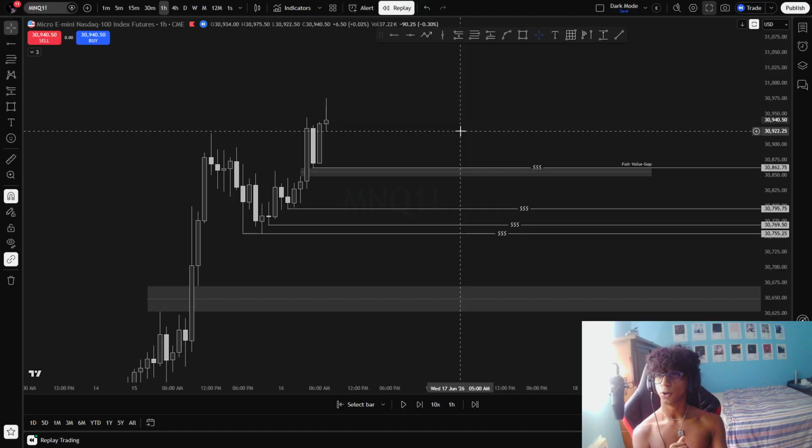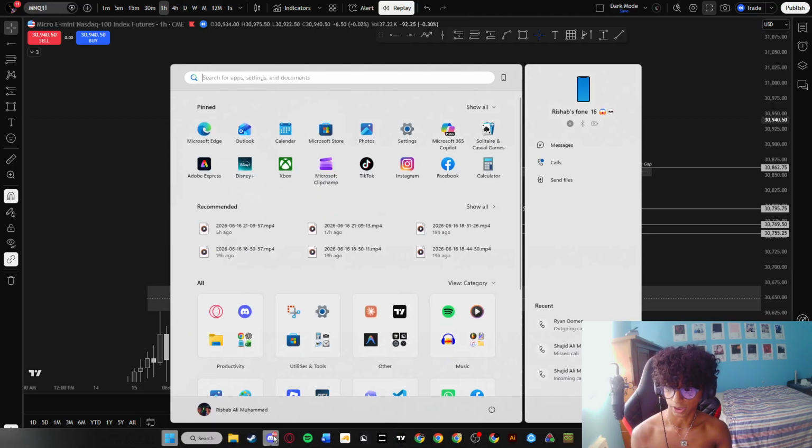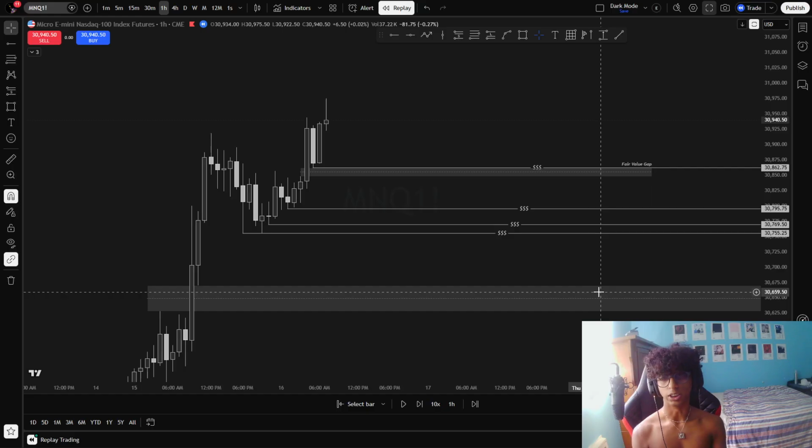All right, so we just marked out our 4 hour and 1 hour external and internal liquidity, right? External is going to be our highs and lows. Internal is going to be our fair value gaps. So doing that, we can see that we have the draws on liquidity for the first step of our strategy, right? And that's going to be a high time frame liquidity sweep.